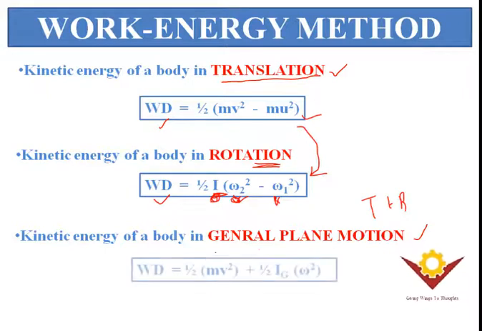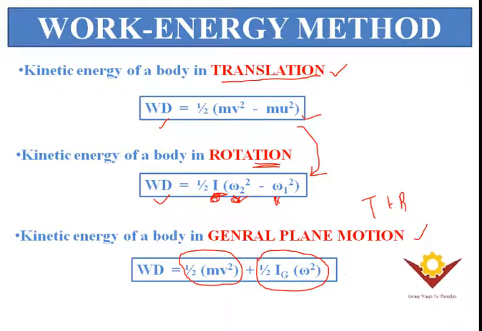And this is the work done, which equals ½ mv², and this is the kinetic energy for translation, and this is the kinetic energy for rotation, right? This is ½ of mass into velocity squared, and this is ½ I, the mass moment of inertia with respect to the center of gravity, into the angular velocity squared. Once again, this is the kinetic energy for translation, and this is the kinetic energy for rotation.